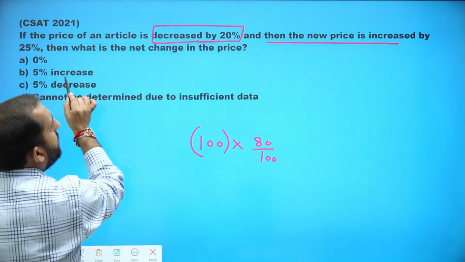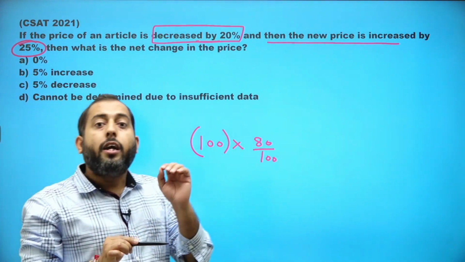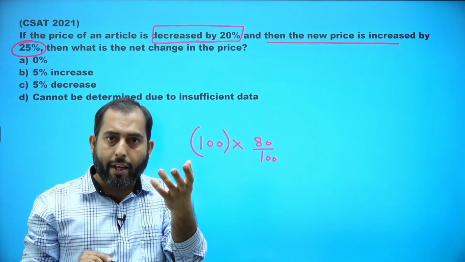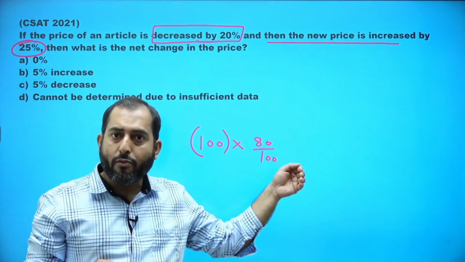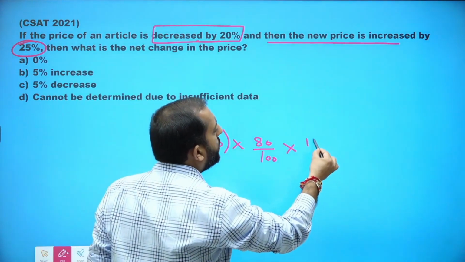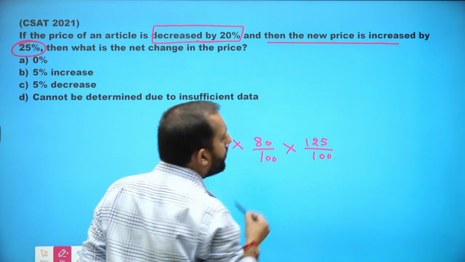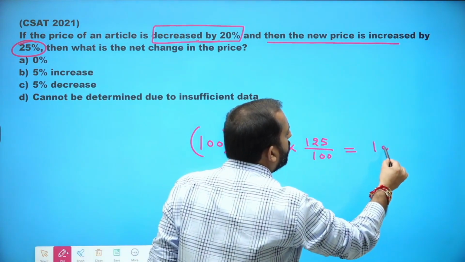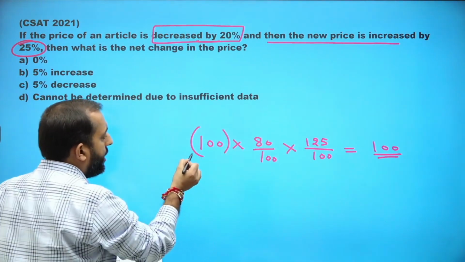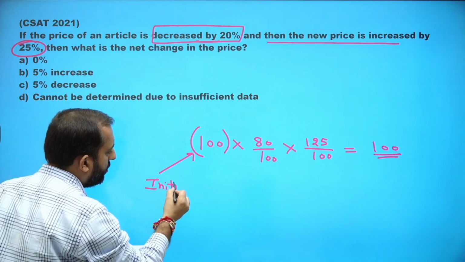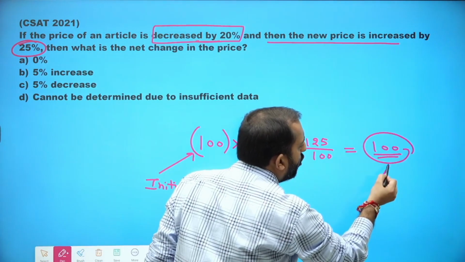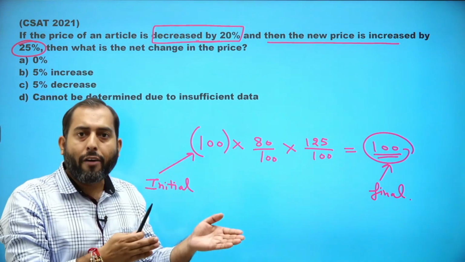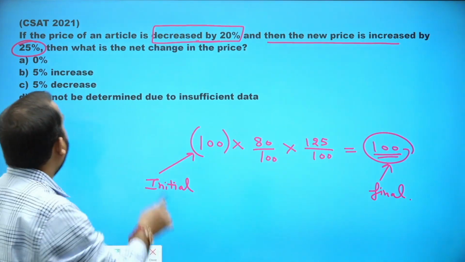Now the new price is increased by 25%. It is an increment. So 100 plus 25 is what? 125. Since it is a successive change, the article will become 125% of itself. 125% of itself is 125 upon 100. Now if you solve this, it comes out to be equal to 100 again. So your initial value was 100 and your final value is also 100. So you can see from initial to final, no change is present. Hence the answer is option A.